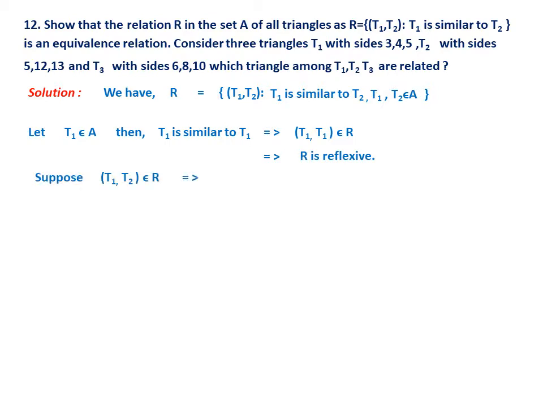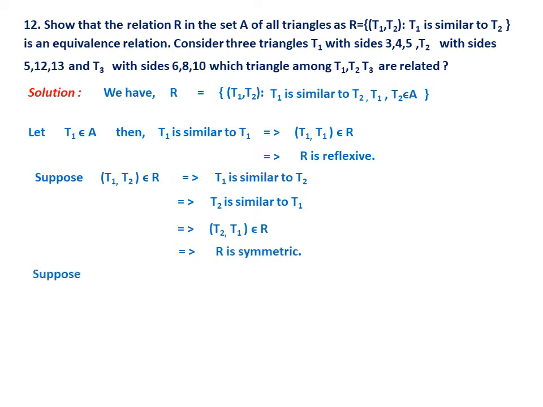Second, suppose (T1, T2) belongs to R. This implies T1 is similar to T2. But you know from geometry, whenever T1 is similar to T2, T2 is also similar to T1. So this implies (T2, T1) belongs to R. So definitely, by the definition of a symmetric relation, it is symmetric.